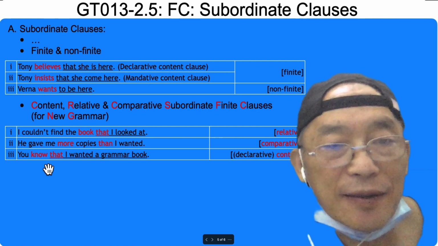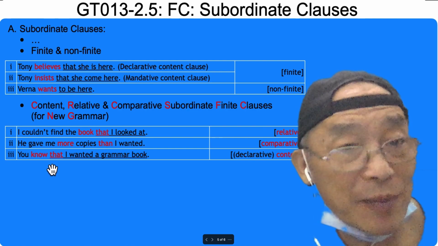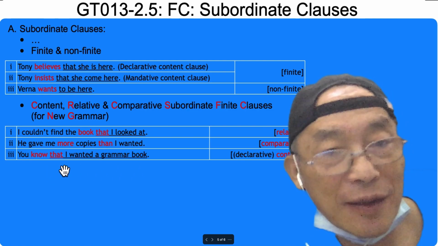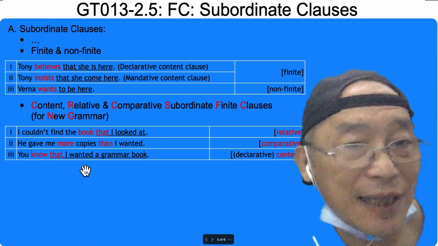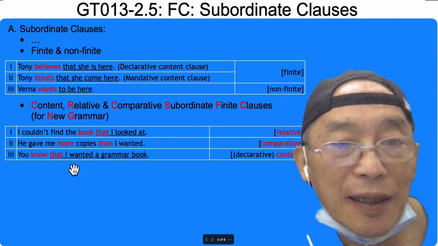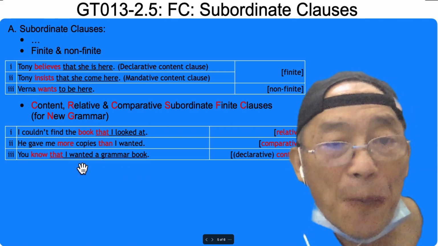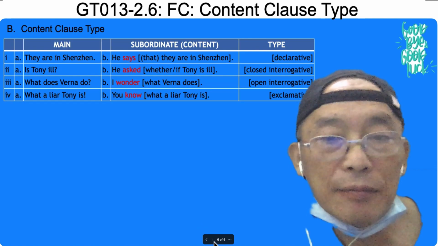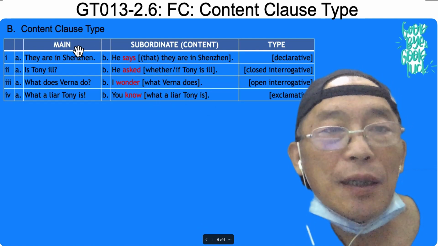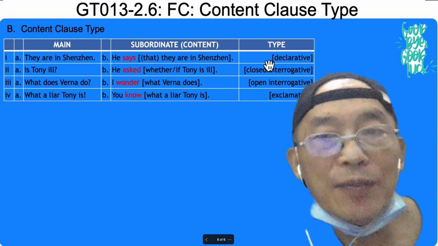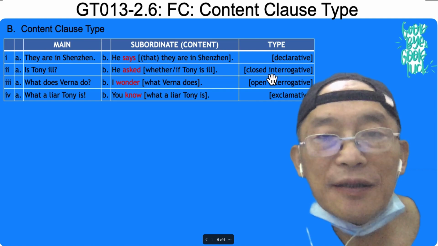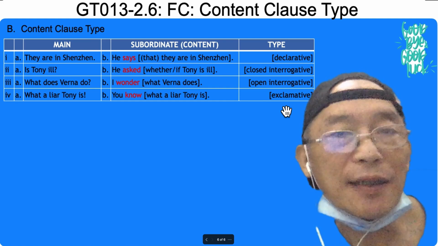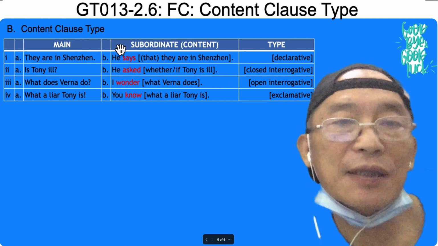You know, okay, this verb is the most popular verb that can take a content clause or open and closed interrogative clause or even exclamative content clause. Yeah, a complete clause. Nothing is omitted in it. So, content clause type. Okay, 4 types. Declarative, closed interrogative, open interrogative, and exclamative. Let's check. There's 4 kinds of content clause type.